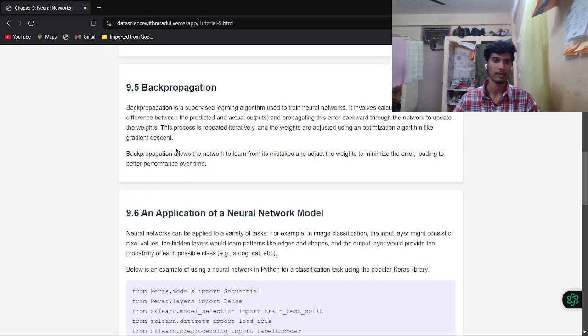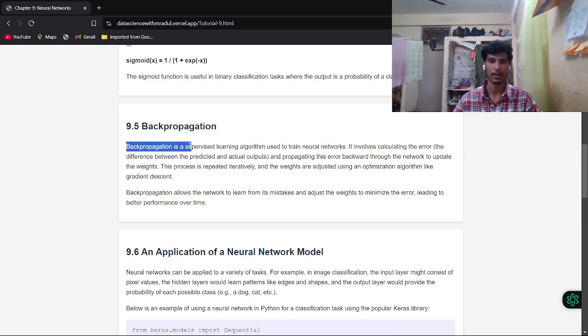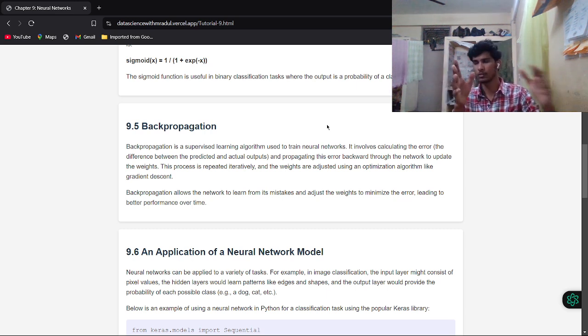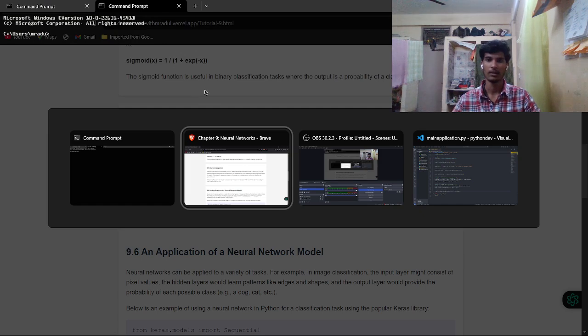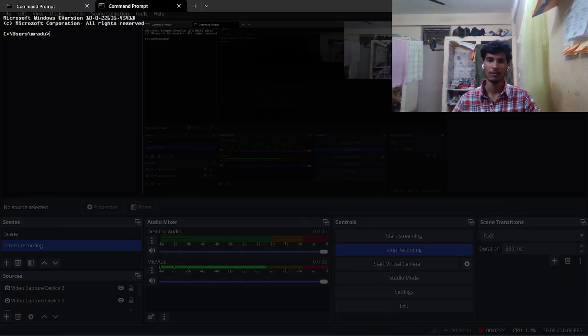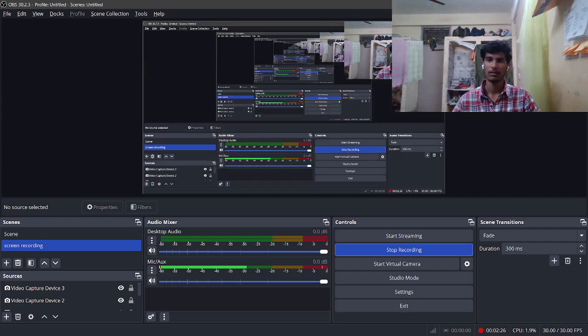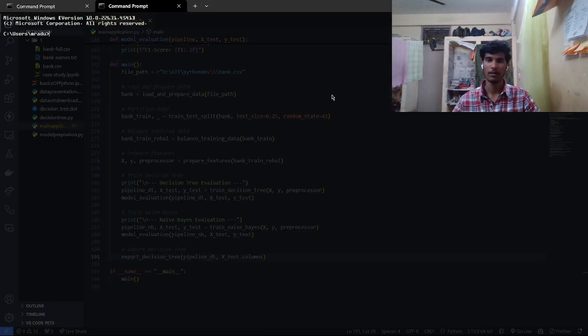Backpropagation is the supervised learning algorithm used to train the neural networks. Training of the neural networks is also important to minimize the errors, as we saw in the evaluation task, where there were many things creating problems.